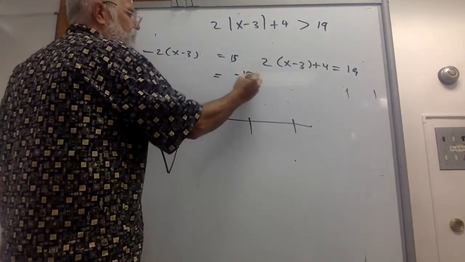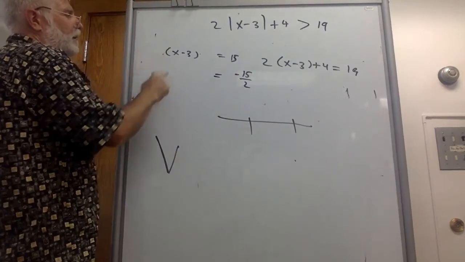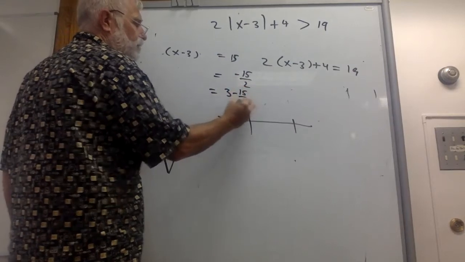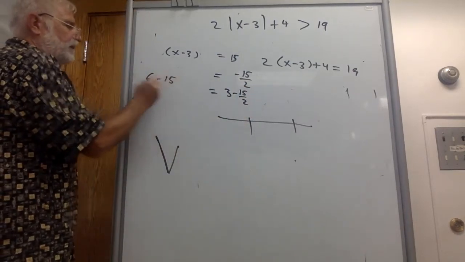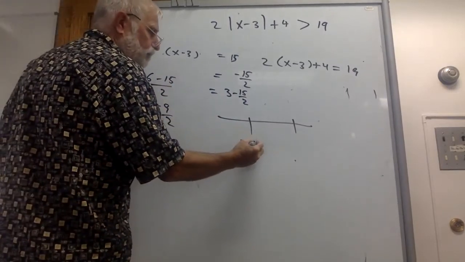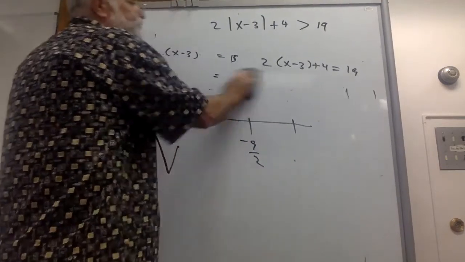Negative 15 over 2. So now I've done the division. I'm going to add 3. 3 minus 15 over 2. I'm going to multiply everything by 2. I get 6 minus 15. Then I'm going to divide by 2. So minus 9 halves is on this side. All right, I'll take more time with it over here.